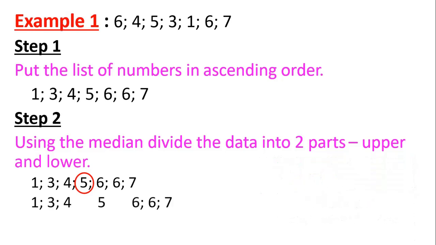Therefore, I break my data into its two parts. Because 5 is my median, I have it all in the middle by itself, and I have 1, 3, 4 on the left hand side, and then 6, 6, 7 on the right hand side. So I break it into its two parts and I have the median in the middle. I set it out like that because it makes life easier later on.